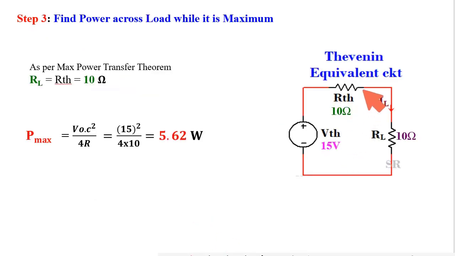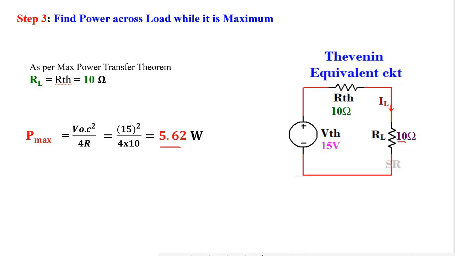So using the equivalent circuit, this part is the Thevenin equivalent. RTH is 10 ohm, VTH is 15 volt. To get maximum power at the load, the value of load resistance will be equal to this RTH. So it is 10 ohm. By using the maximum power formula, I got 5.62 watt.